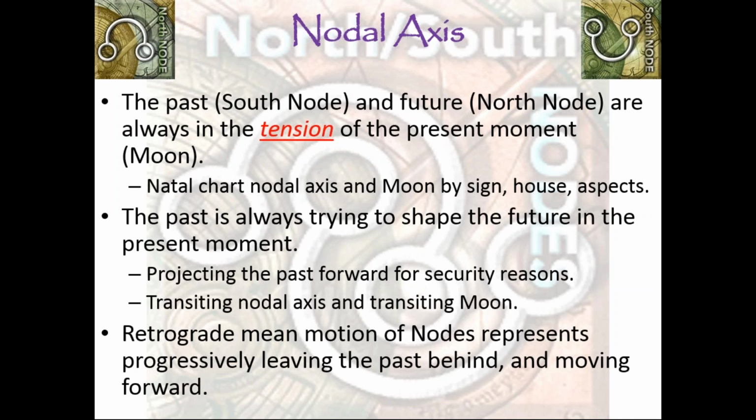Something to recognize, though, is the past is always trying to shape the future in the present moment. In other words, we are many times projecting the past forward for security reasons. We do this in the natal chart, and we do this in the transit of the nodal axis and moon in the current moment. Thank goodness the mean motion of the nodes is retrograde, because that helps us in throwing off the past, leaving it behind, and moving forward.